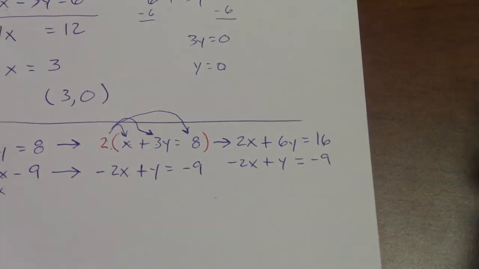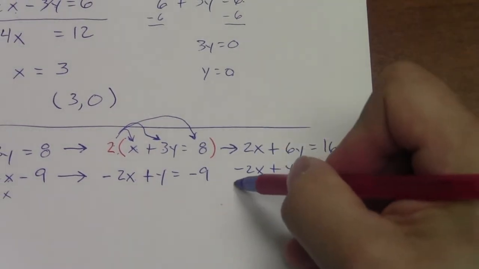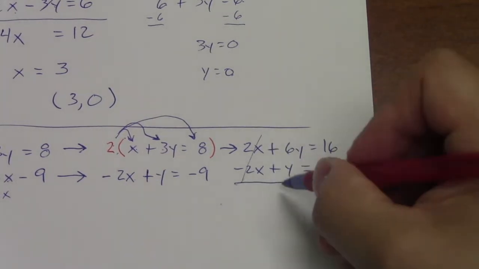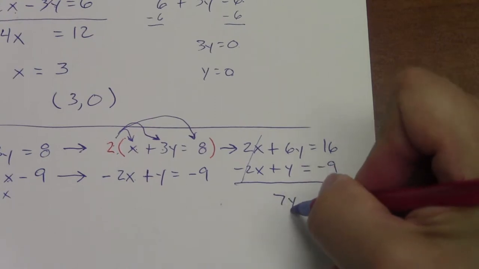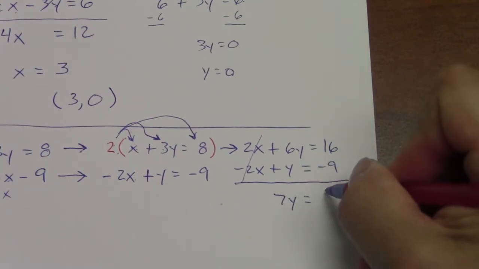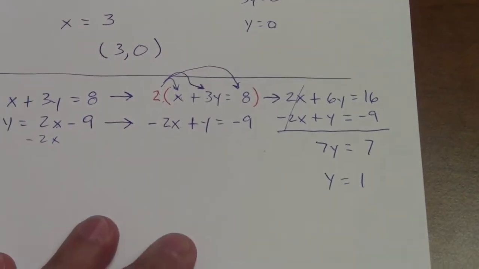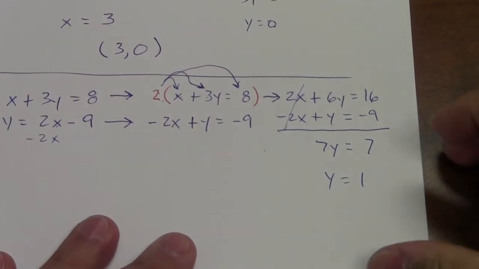Minus 9. All right, now I can go ahead and solve. So let's do that. My x's cancel out. I'm left with 7y is equal to 7. So y equals 1. All right, so now I got half of my problem solved.